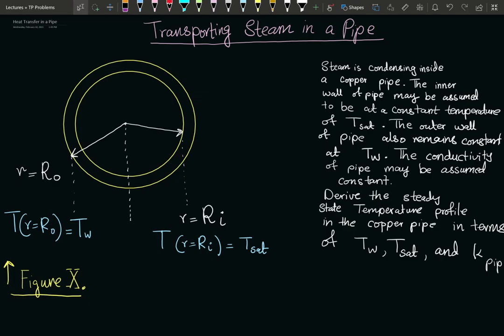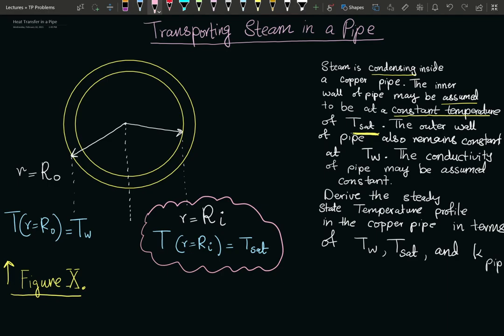All right. Hoping you guys have given it a thorough read. So let's see. Steam is condensing. Okay, condensing. That means there's phase change, and phase change occurs at constant temperature. We know that. Inside a copper pipe, the inner wall of the pipe may be assumed to be at a constant temperature of Tsat. So the inner wall, as labeled in figure X, at r equals inner radius, R sub i, T equals Tsat. That's the saturation temperature of steam.